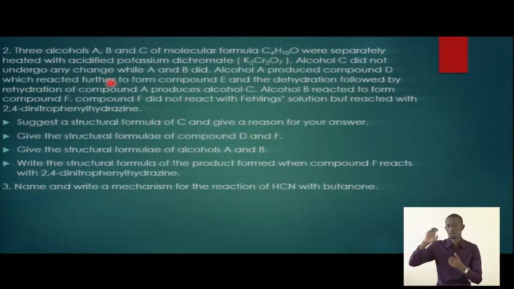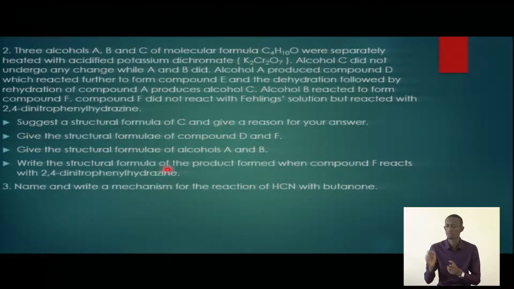Alcohol B reacted to form compound F. Compound F didn't react with Fehling solution, but reacted with 2,4-dinitrophenylhydrazine. Questions? Suggest a structure formula of C and give a reason for your answer. Next, give the structure formula of compound D and F, and the structure formula of alcohols A and B.